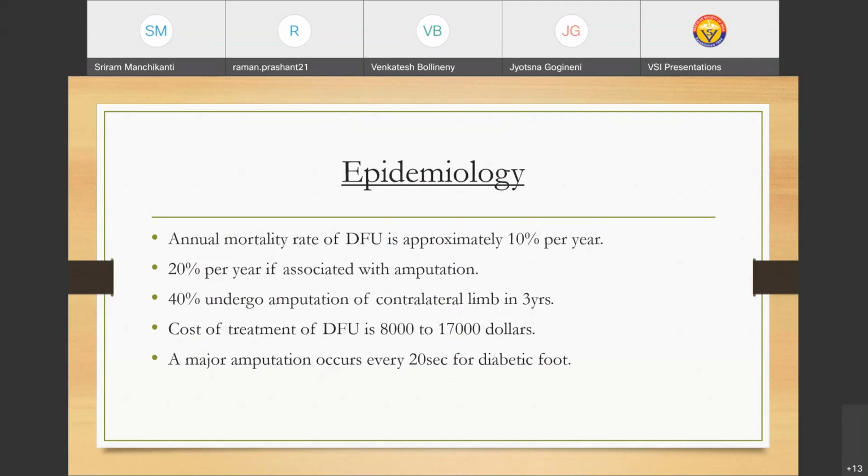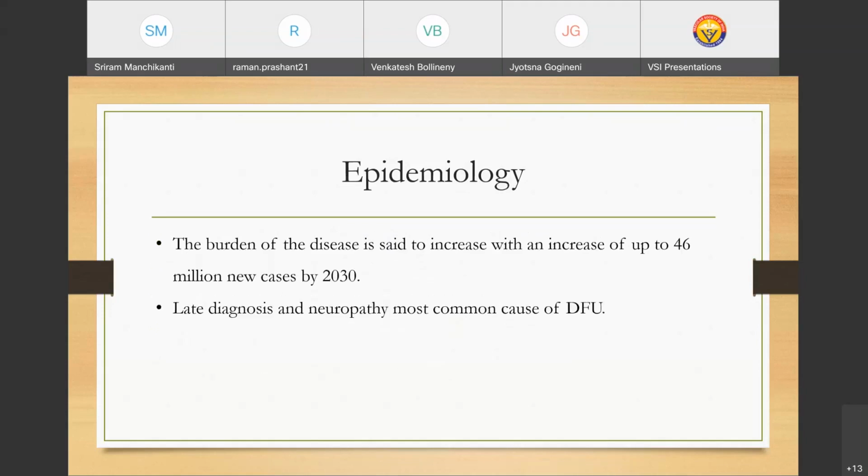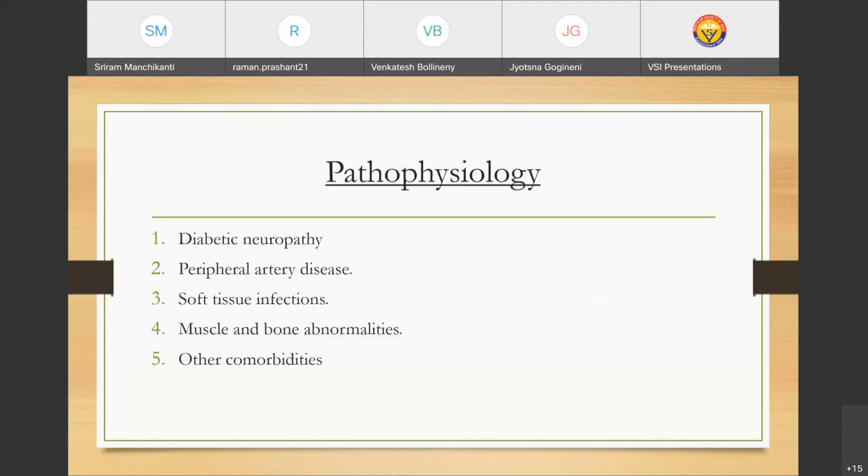The cost of treatment for a diabetic foot ulcer is extremely high, and it ranges from $8,000 to $17,000, which is significant. It is a very disheartening fact to know that every 20 seconds, a patient undergoes amputation for a diabetic foot ulcer. The burden of the disease is going to increase as a greater number of cases of diabetes are being diagnosed, and late diagnosis and neuropathy are the most common cause for a diabetic foot ulcer. So let us go into the pathophysiology.